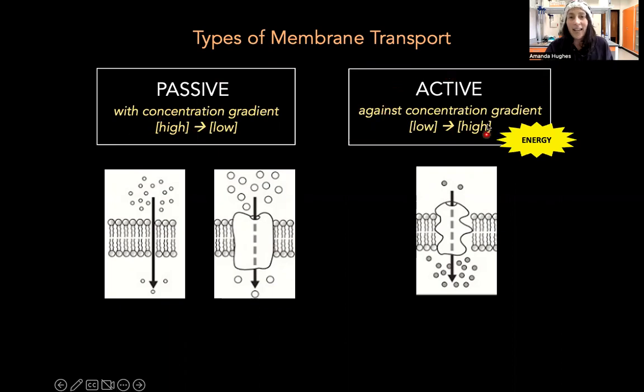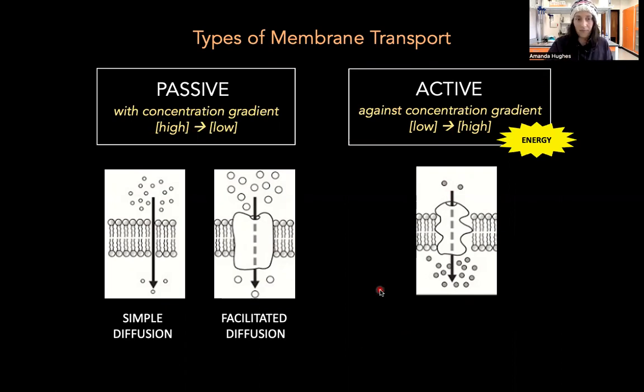And then there is active transport, which is where you're going to be moving some type of molecules against their concentration gradient. That means going from an area of low concentration to an area of high concentration. So in order to move something against the current, essentially, you're going to have to put energy into that for it to go.